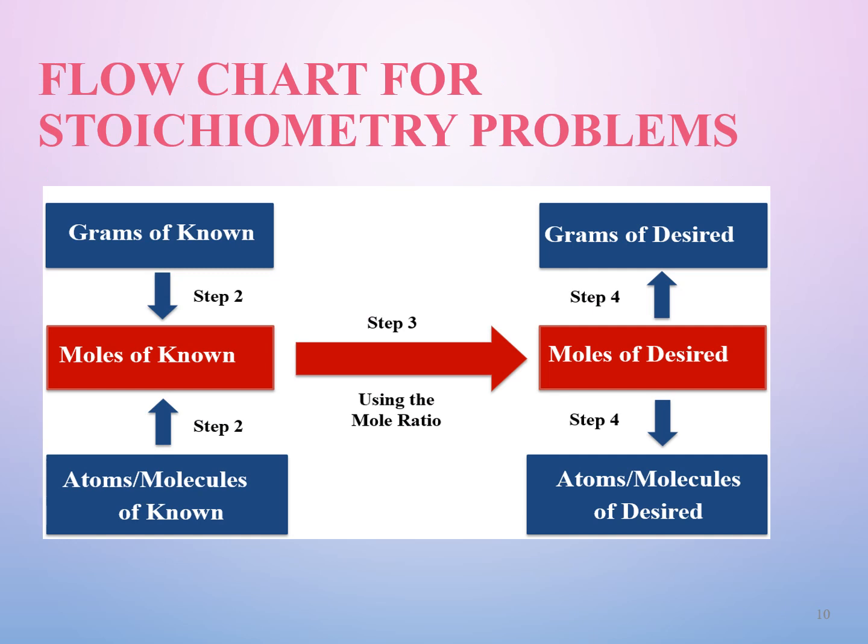So here's the flow chart. If the question is given as grams of the first thing, you turn it to moles, and then you do the mole to mole ratio to what you want. Okay? If they give it to you in atoms or molecules, you can still turn it to moles and then do the mole to mole ratio to get what you want. And depending on what you get, sometimes if they ask you for the answer in moles, you stop here. If they ask you for the answer in grams, you use molar mass conversion. If they ask you for atoms and molecules, then you use Avogadro's number.